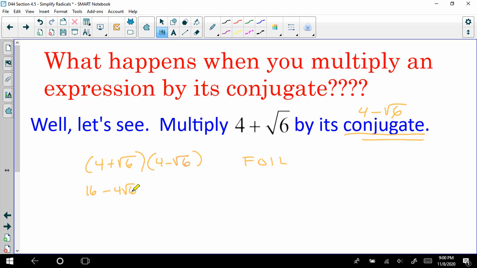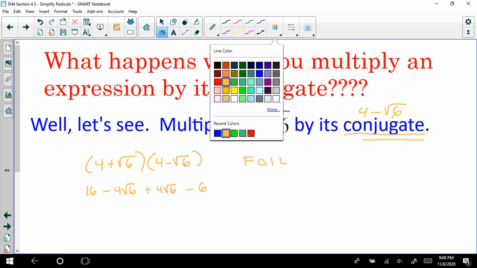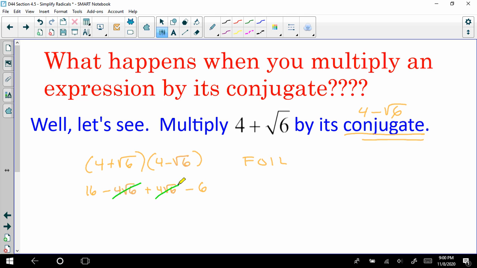On the inside, we have positive times positive, so plus. It's radical 6 times 4, which I'll write down as 4 radical 6. And then positive times negative is negative. Square root of 6 times itself is just 6. What you should be noticing right now is that these middle terms are like terms, but they are also opposites: -4 radical 6, positive 4 radical 6. So those middle terms in the FOILing process are canceling out. We are left with 16 minus 6, which is just 10.